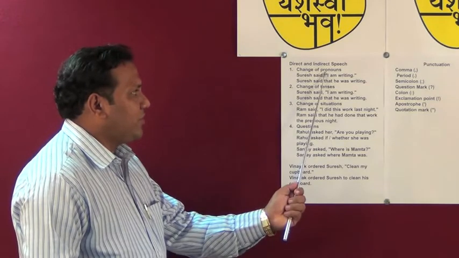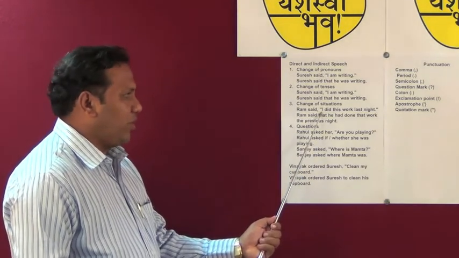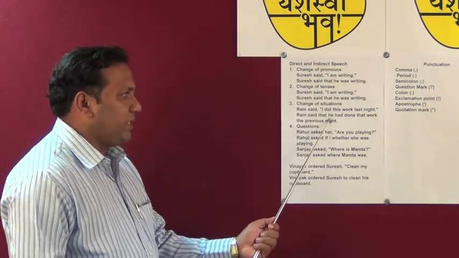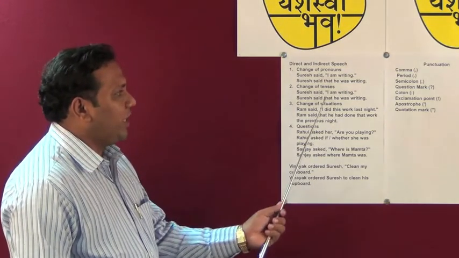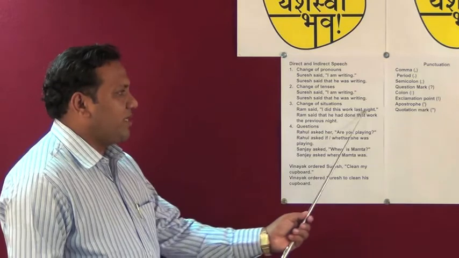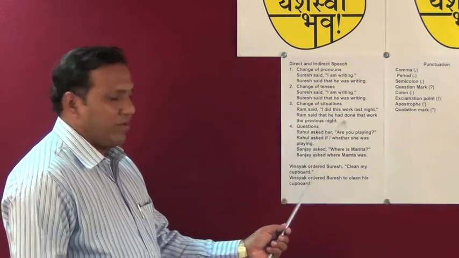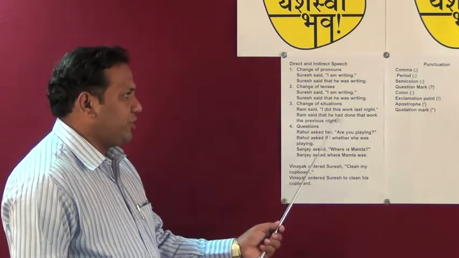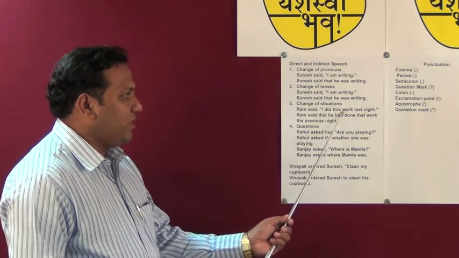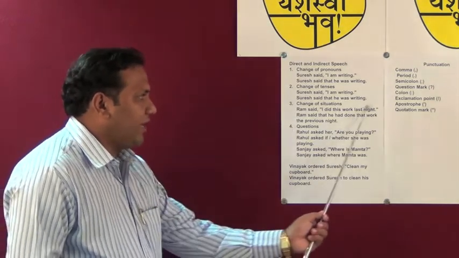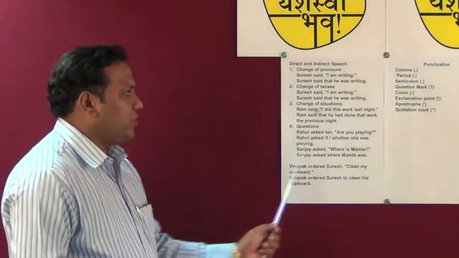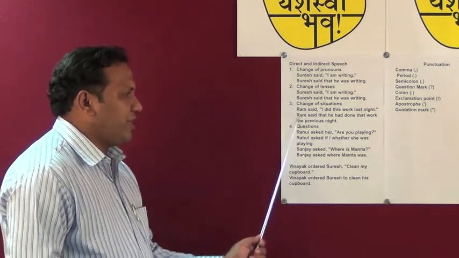Now we apply the first rule, that is, change the pronoun: I changed into he. Then did changed into had, as we know that if this is in the past tense, then that carries the perfect past tense. So did changes into had done, and this last verb, and here comes last night. This is the situation, and this situation is turned into previous night.